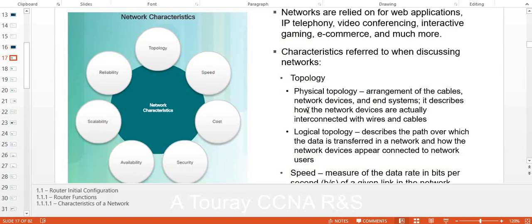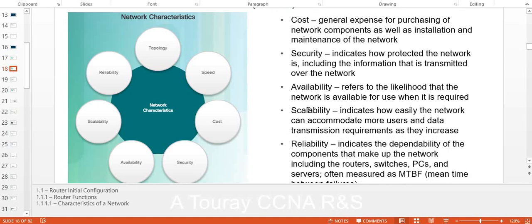Here we have some of the characteristics, or features, of a network. They include topology, speed, cost, security, availability, scalability, and reliability. Any network that you come across or use has these fundamental characteristics. You need to set out your topology, whether it is a physical topology or a logical topology. We all learned what topology means: it is the architecture, the structure or design of the network. It can be the physical side of the network and the logical description of the network. So that is one thing you need to put out.